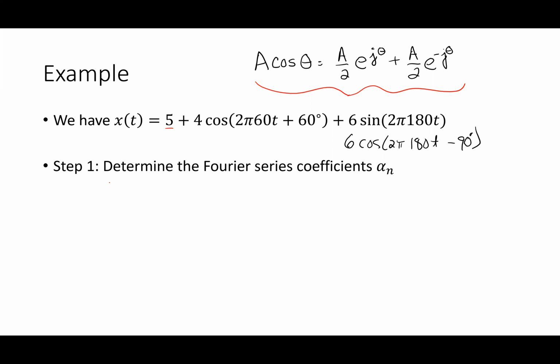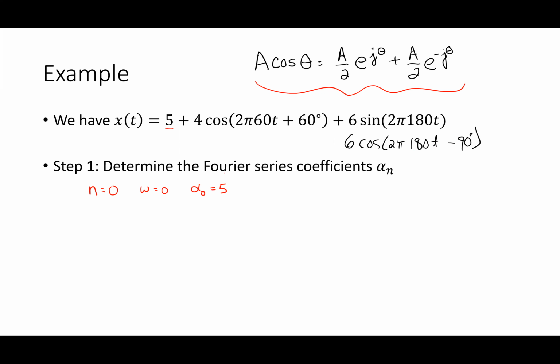What I see here is that for n equal to 0, I know that this is n equal to 0 because this corresponds to the DC term. In other words, this is for omega equal to 0. For this, I have alpha 0 equal to 5. That value is the DC offset of the waveform.